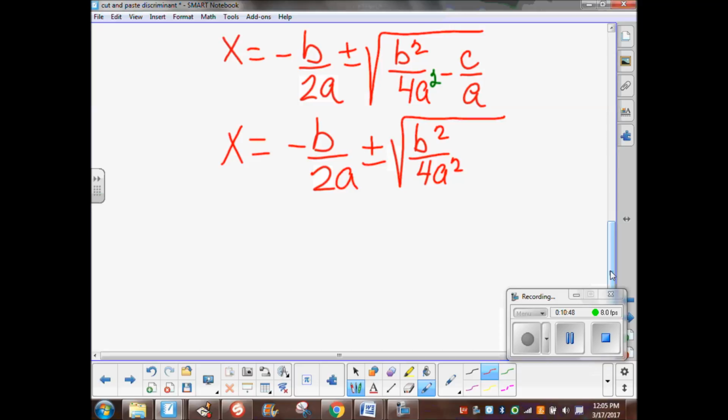So, this first fraction has the common denominator. So I'm good with that. But if I've got to establish a 4a squared over here, what's it got to become? What do I have to multiply that c over a by to get that common denominator of 4a squared? 4a. So now I'm going to multiply that top by 4a, and it's going to become 4ac.